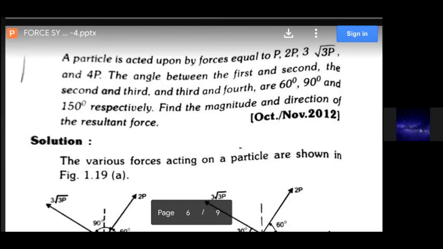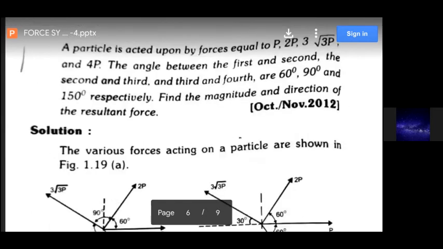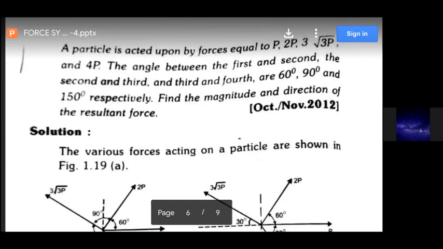Find the magnitude and direction of the resultant force. Okay, it's an important problem. So here, first, how many forces are acting here? 4 forces. Let us assume F1 is P, F2 is 2P, F3 is 3 root 3P, and the fourth force is 4P.